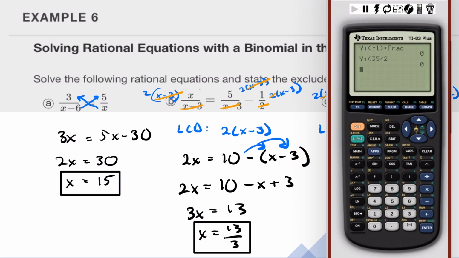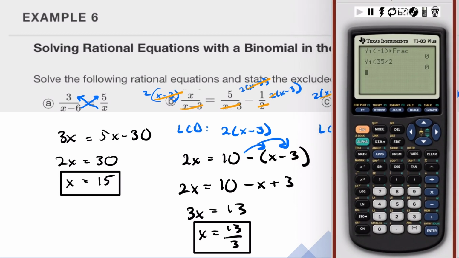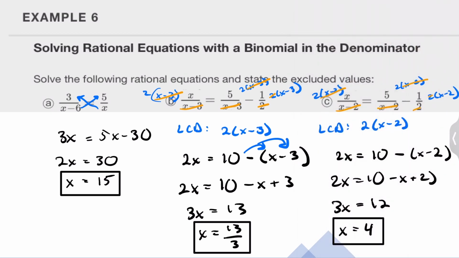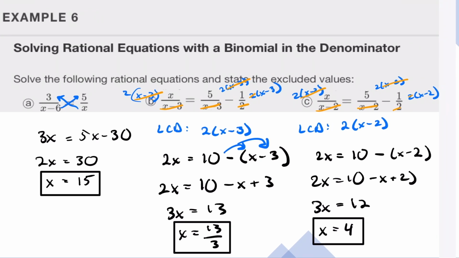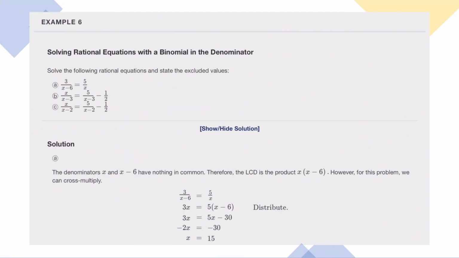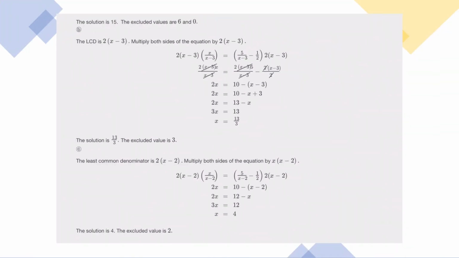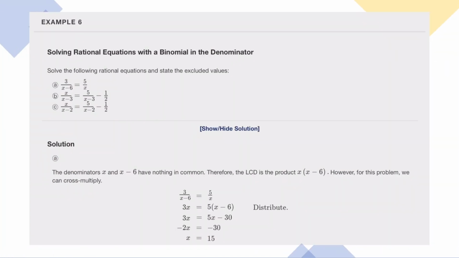I'm just going to use my prepared notes in the interest of time. 15, 13 over 3, and 4. All right. Yeah, and what we said for the excluded values is correct.